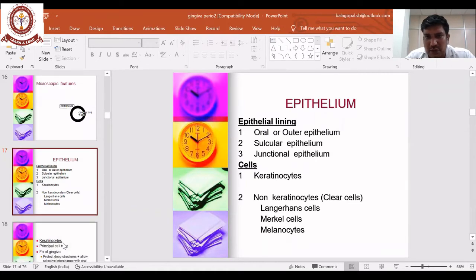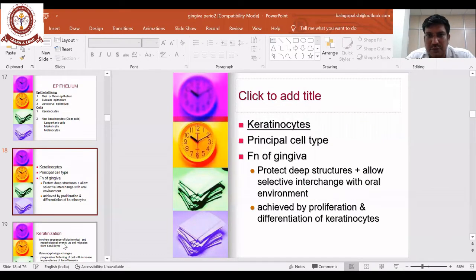The epithelium of gingiva is classified as oral or outer epithelium, sulcular epithelium, and junctional epithelium. The cells of this epithelium are keratinocytes and non-keratinocytes. The non-keratinocytes are Langerhans cells, Merkel cells, and melanocytes. Keratinocytes are the principal cell type of the gingiva.